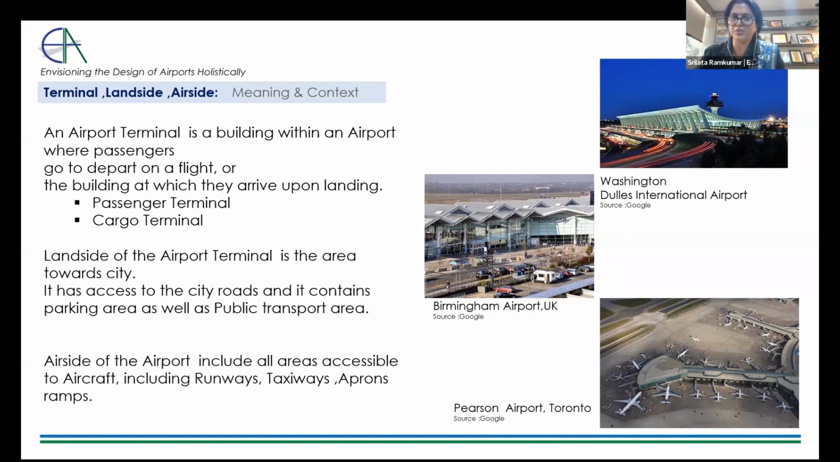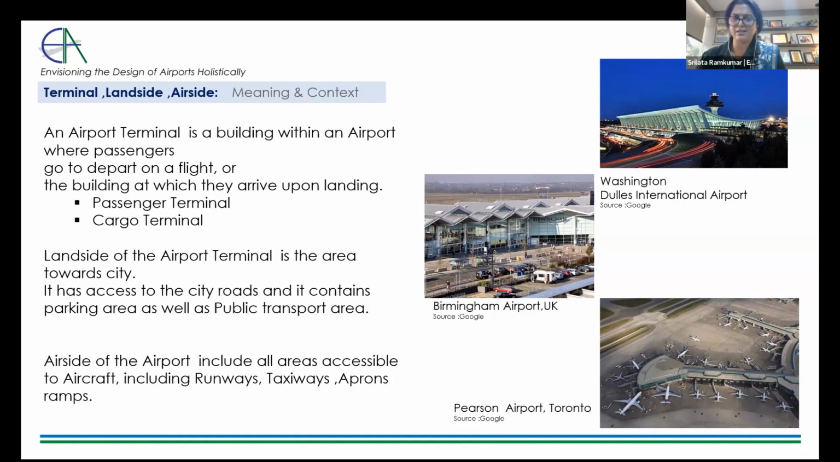Land side of an airport terminal is the area towards the city. It's also called city side. It has access to the city roads, and it contains the parking area as well as a public transport area. So typically if you're coming by a car or a metro or a local bus or a cab, you get dropped off at the forecourt area. That area in front of the terminal is called the land side because it is connecting to the city.